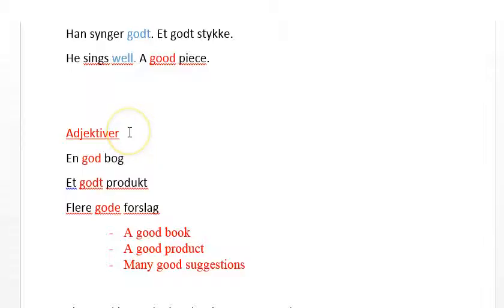Adjectives describe things. So for example, in god bog, et godt produkt, flere gode forslag, you can see here that everything is being described as good, but the end changes. That's one clue to this, an adjective in Danish. But in English, obviously, we just write the word good. A good book, a good product, many good suggestions.